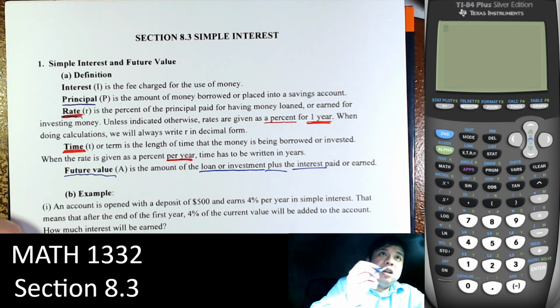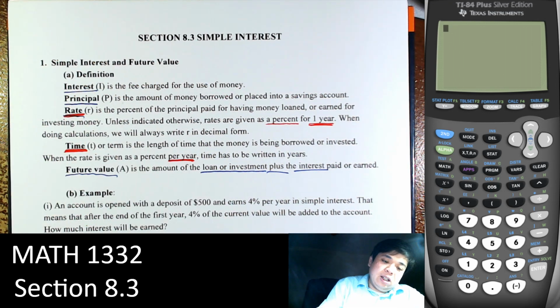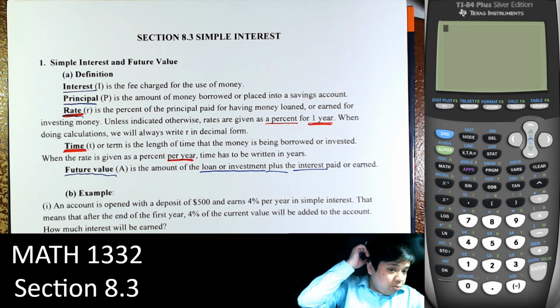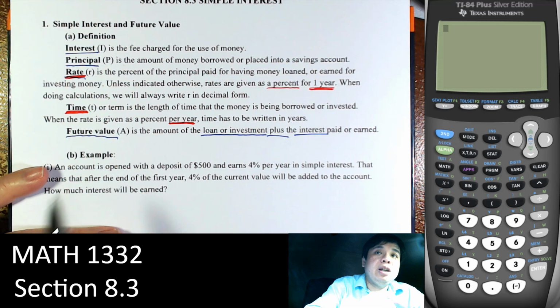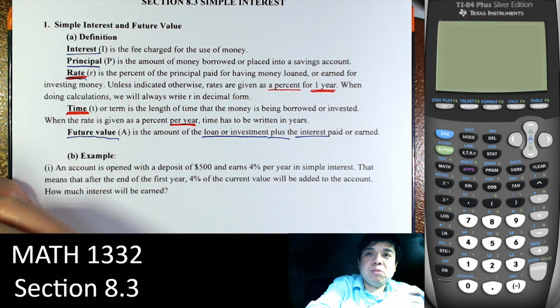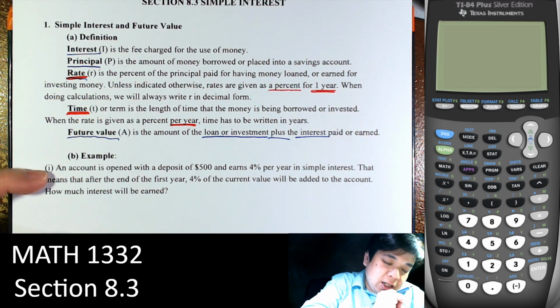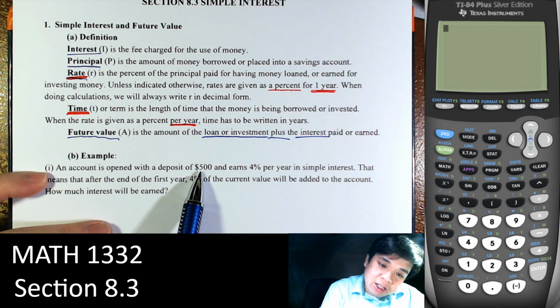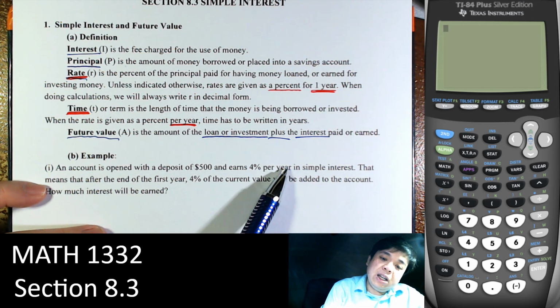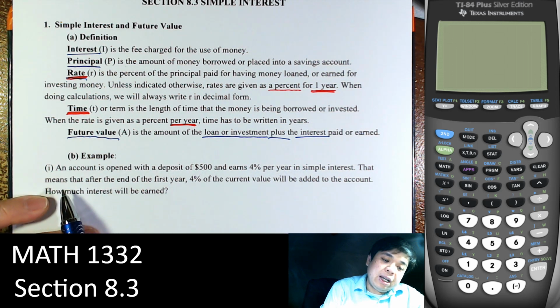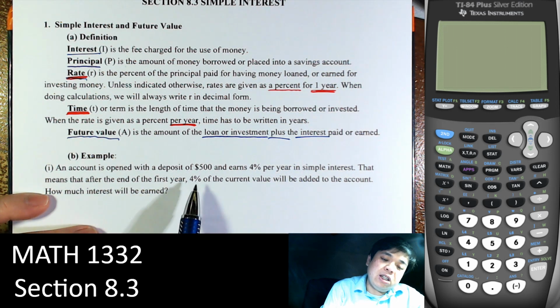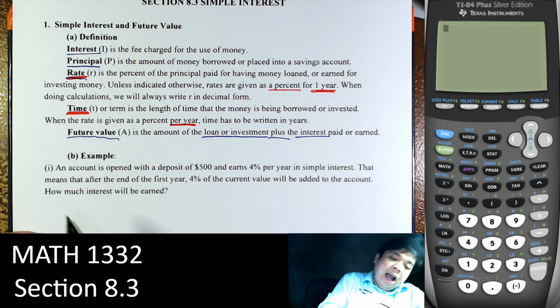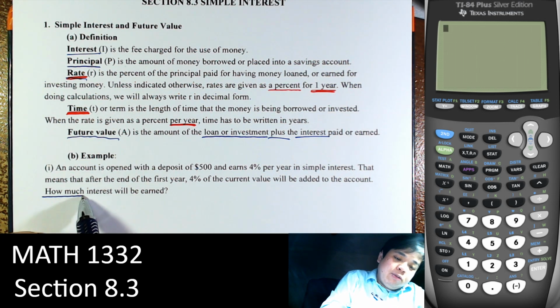Of course, the interest is the fee charged for the use of money, either for an investment or for a loan. Alright, an account is opened with a deposit of $500 and earns 4% per year in simple interest. That means that after the end of the first year, 4% is added to it. How much interest will be earned after 1 year?